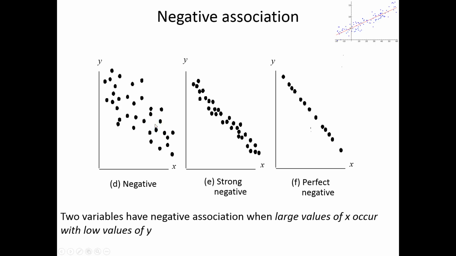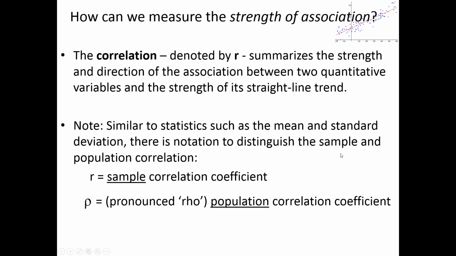Now these examples are examples of negative association. Negative association is when x increases, y is decreasing. In the first case, there certainly seems to be a trend, but there's a lot of scatter here. There's certainly less scatter here. And in this last case, this is perfect negative linear association.